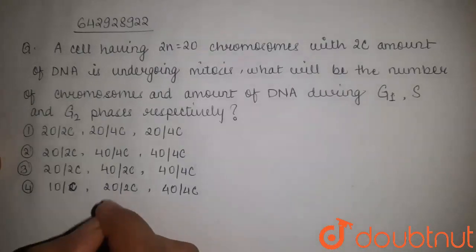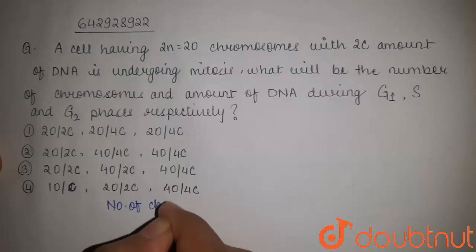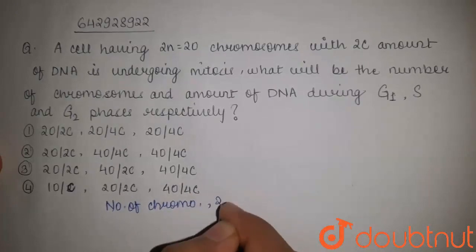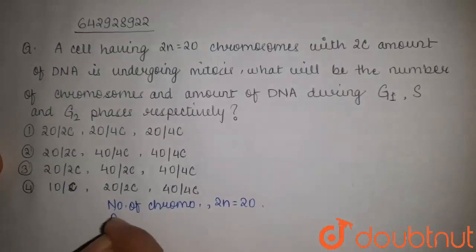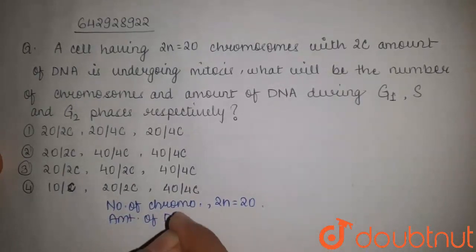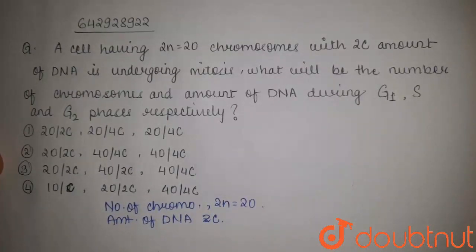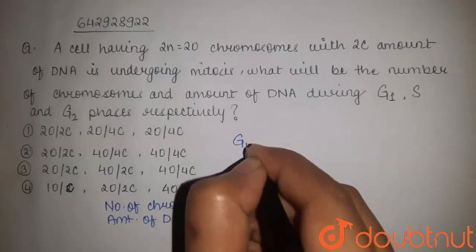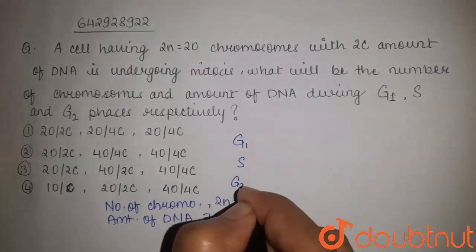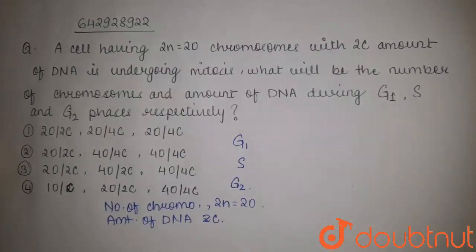Also, it is given that number of chromosomes are 2n = 20 and amount of DNA given is 2c. Okay. Now, the cell cycle is divided into two phases. First one is the interphase and second is the M phase. So the interphase involves G1, S and G2 phases. Alright, and M phase involves mitosis or meiosis.